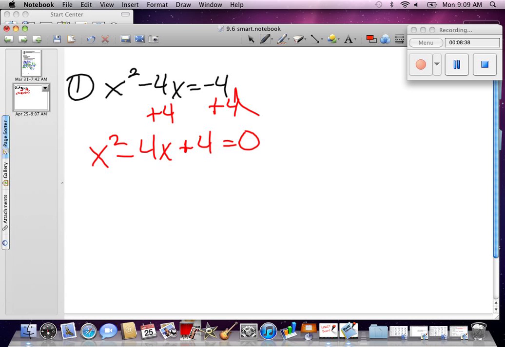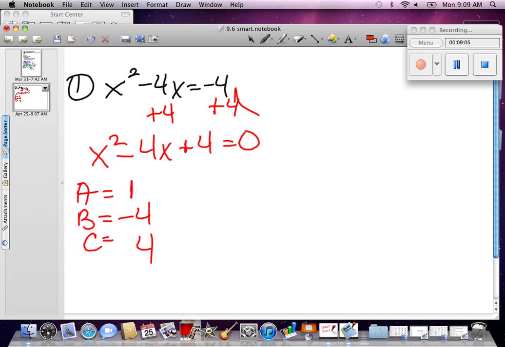Okay, good question. Now I have to label my A, my B, and my C. Melissa, A, B, and C. What are they? Good job. 1, negative 4, positive 4. And it was so easy to do when you wrote it in standard form.